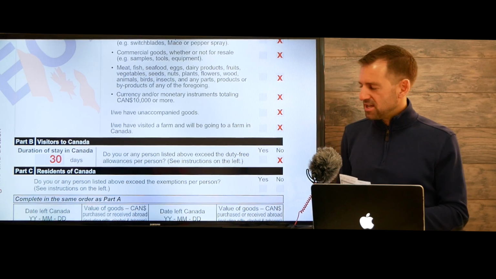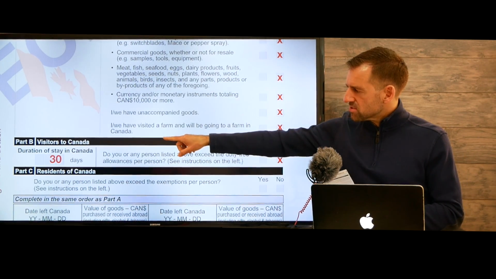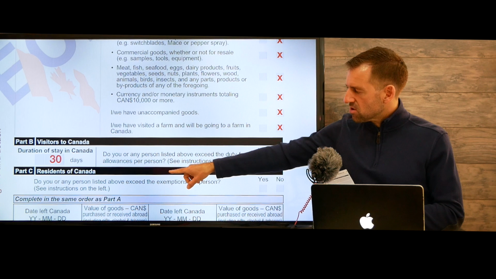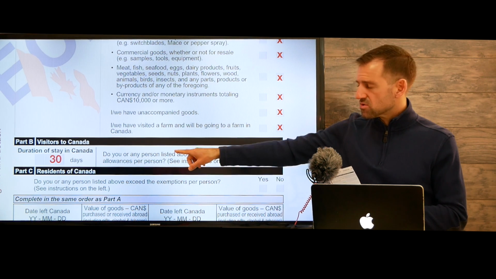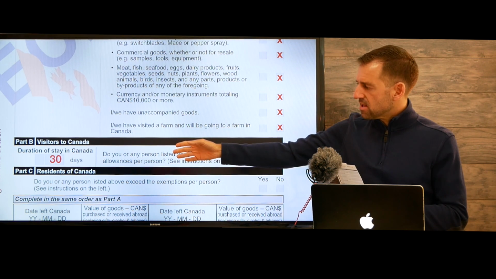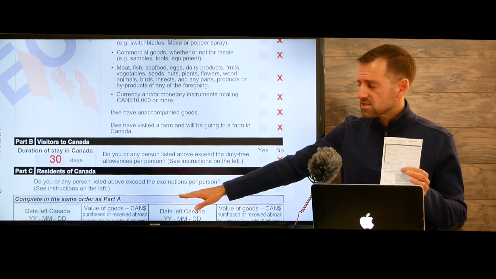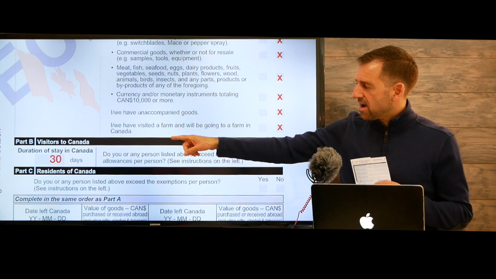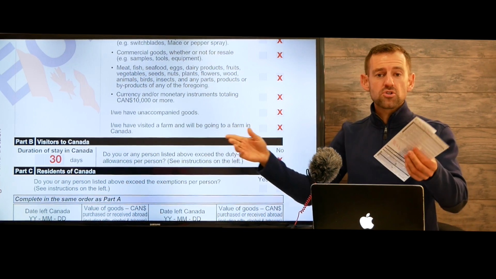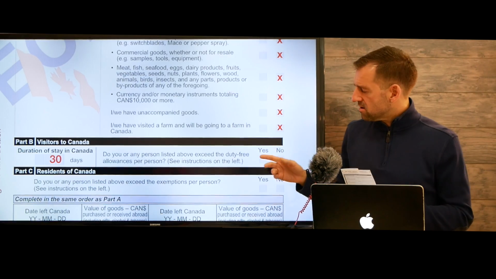So the next section is Part B, Visitors to Canada. Part C, Residents of Canada. Raj is just a visitor. If it's your first time in Canada, you don't need to fill out any of this. You just need to do Part B. How long will you stay in Canada? Your trip is maybe longer or shorter, I don't know.